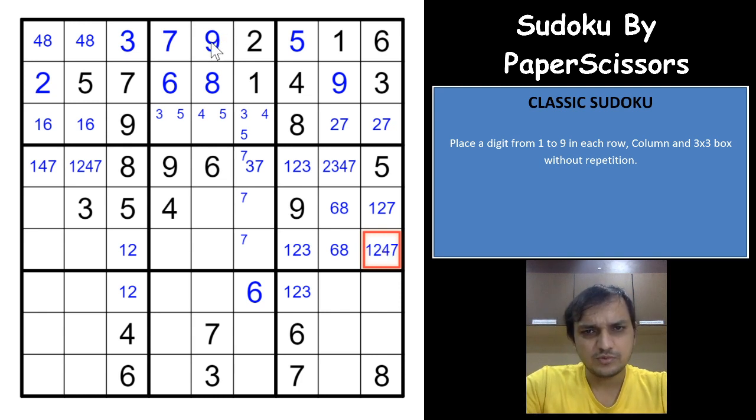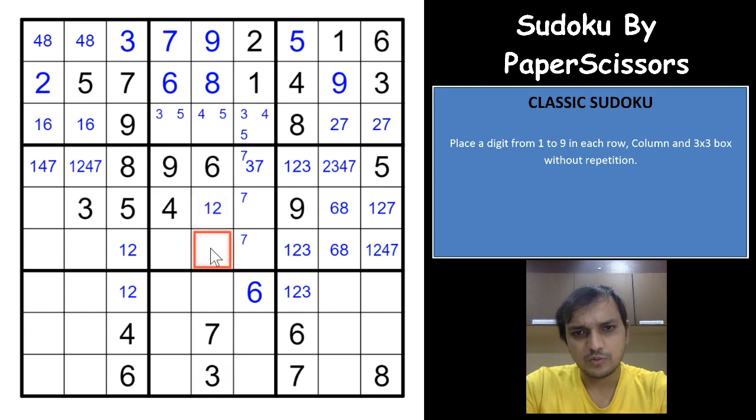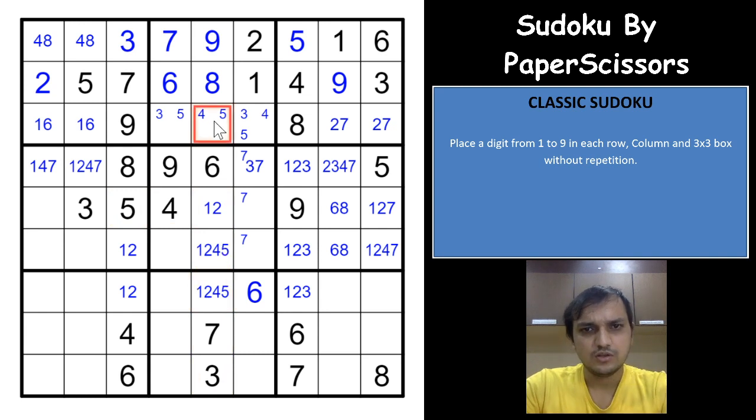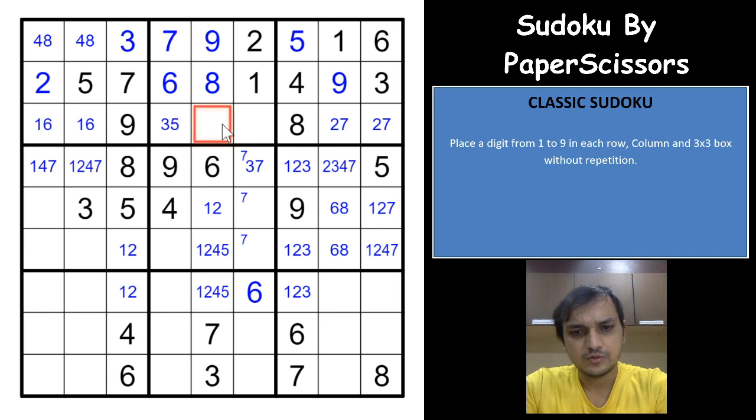Okay, we can mark something in this column, I think, because 5 digits are already placed. 1, 2, 4 and 5. 4, 5 cannot be here, so this would have to be 1, 2. 1, 2, 4, 5 and 1, 2, 4 and 5. Okay, nothing here. This 3, 5, 4, 5, 3, 4, 5.